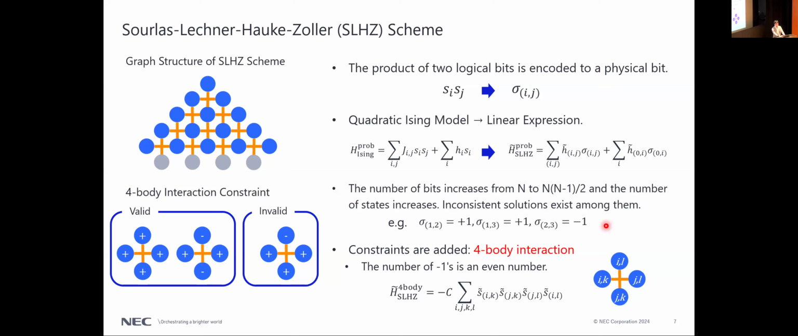So it is a problem if a solution that cannot be decoded is obtained. Therefore, we add constraints called the four-body interaction to prevent such solutions from occurring. The four-body interaction is achieved by adding a Hamiltonian such that the product of the four qubits connected by the range cross is 1. In valid solutions, the number of -1 is even.